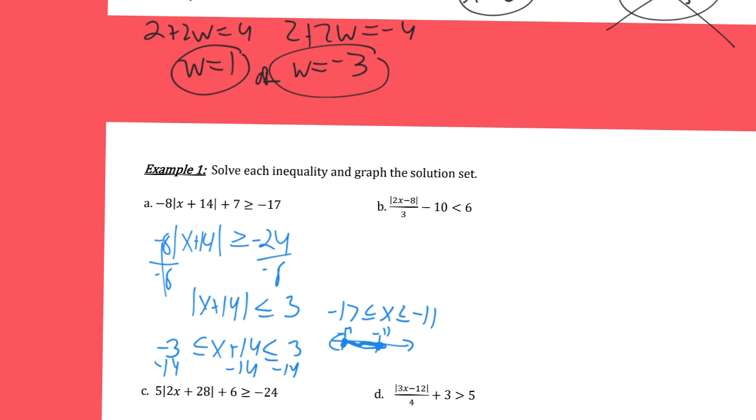The next one, if you add 10 to both sides and then multiply both sides by 3, okay, you're going to get 16 and then multiplied by 3, you get 48. So you get the absolute value of 2x minus 8 is going to be less than 48. Again, I added 10 to both sides. I multiplied both sides by 3. And then I say, okay, I want my distance to be less than 48.